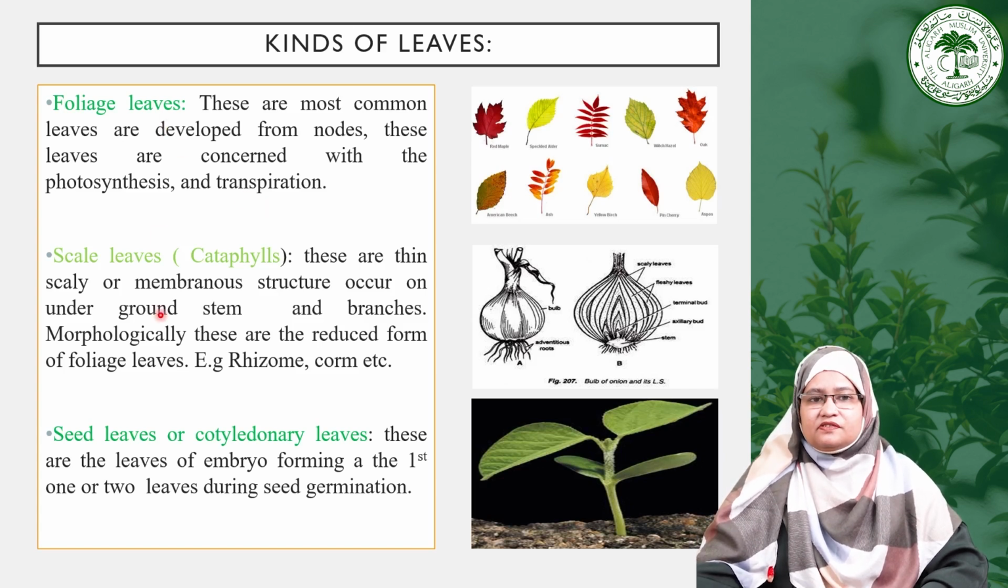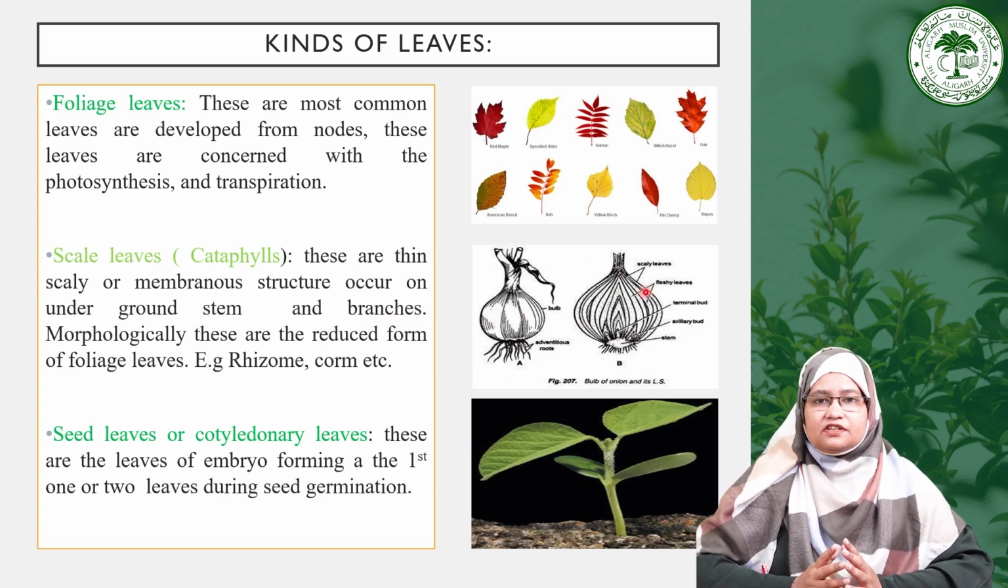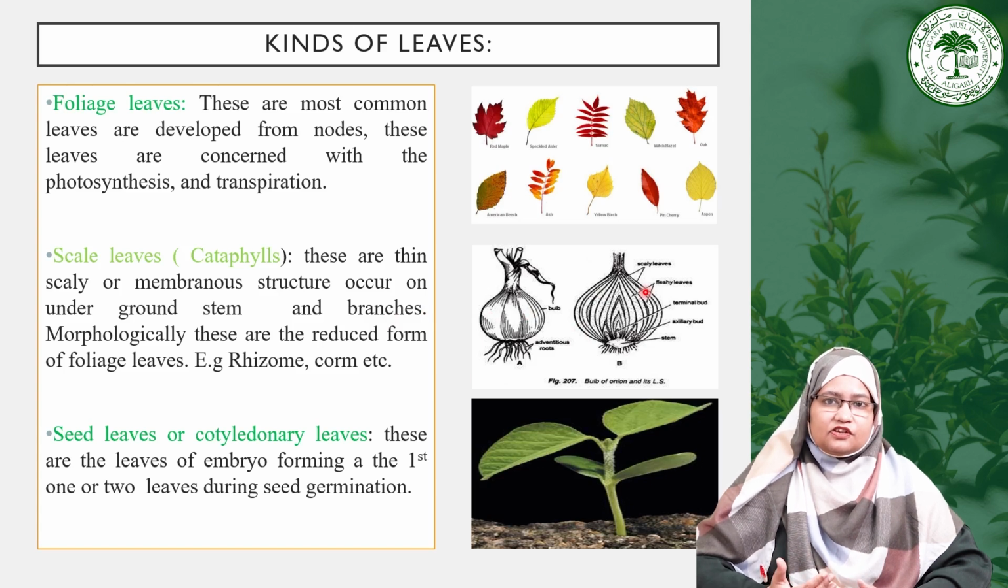Then there is also the presence of scale leaves or cataphylls. These leaves are thin, scaly, membranous structures that occur on the underground stem and branches, as you can see. As in the case of onion, you can see there are scale leaves which are fleshy in nature. We are consuming the scale leaves in the case of onion.